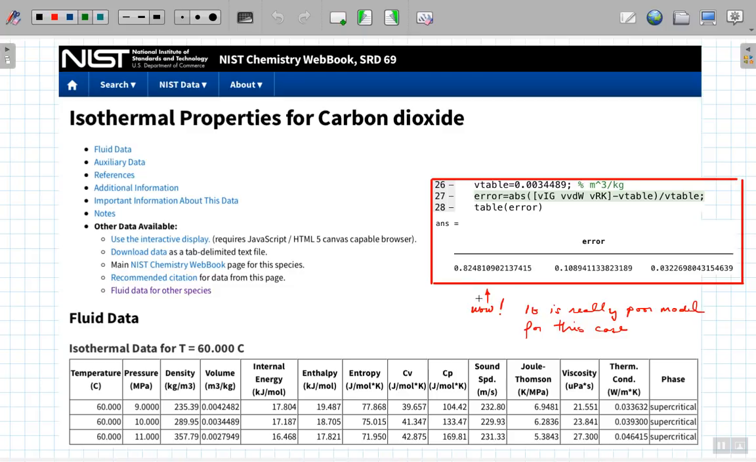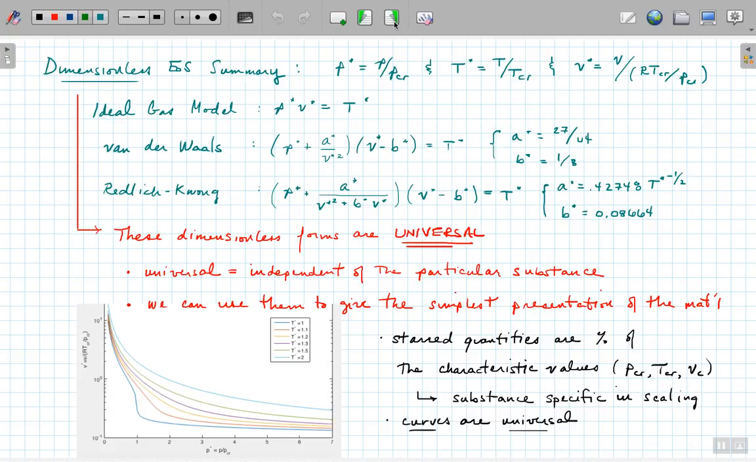And that kind of begs the question, how do I know when it is a bad model or not, other than just computing with one of these other equations of state? So let's take a look at that. In order to really do that, we need to talk about the value of these dimensionless forms and what we might be able to do with them.